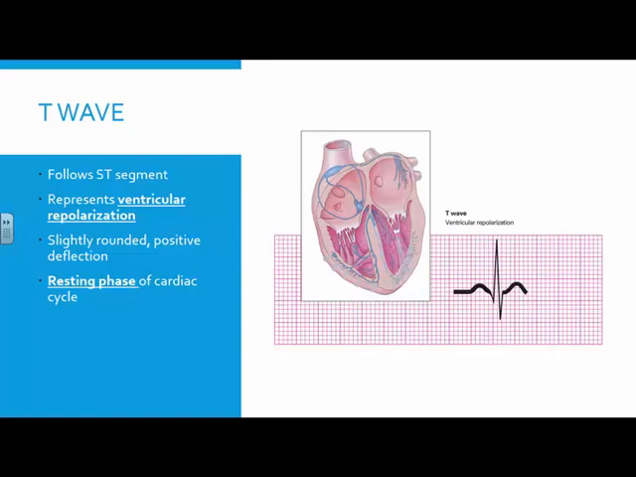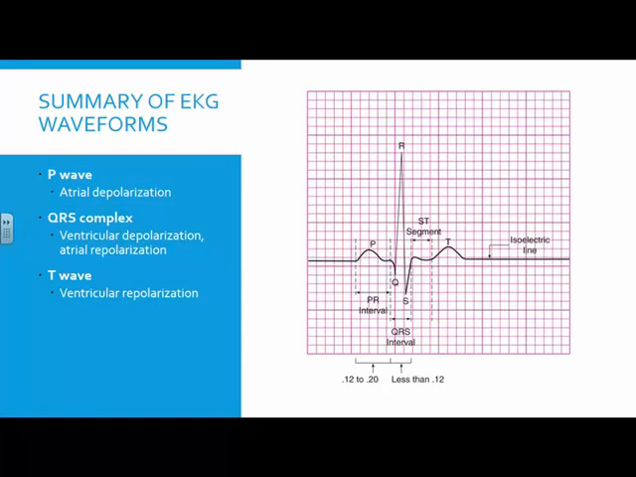T is where it goes back to repolarization, ventricular repolarization. Okay? So, P wave represents what? I did that on purpose. P wave represents atrial depolarization.